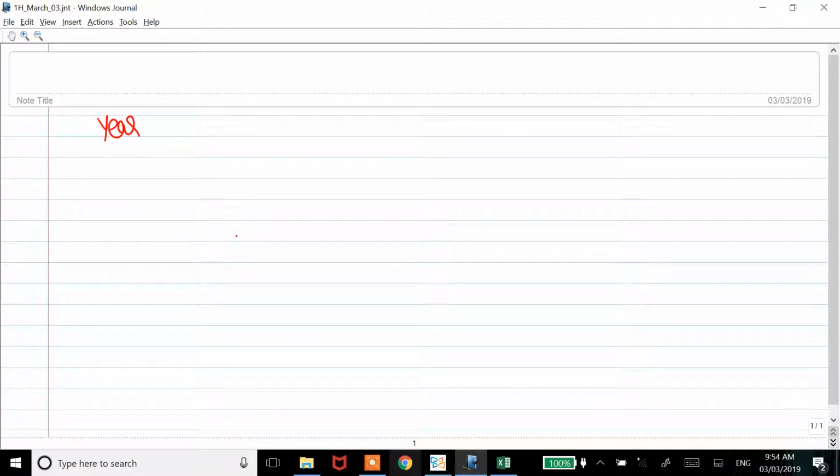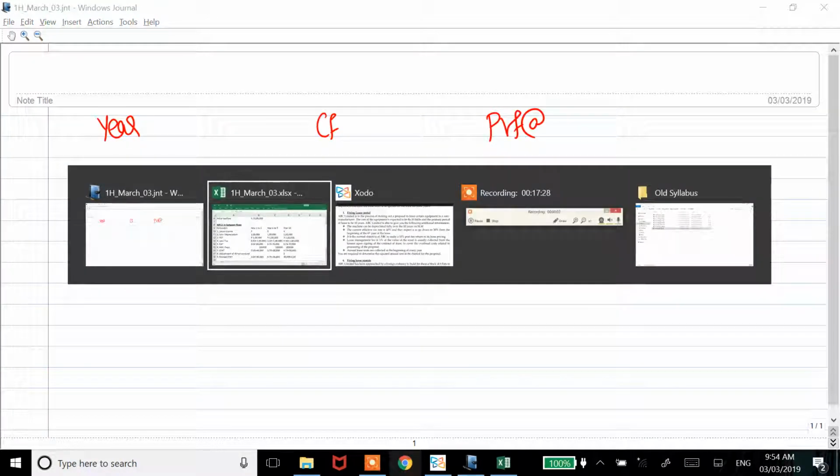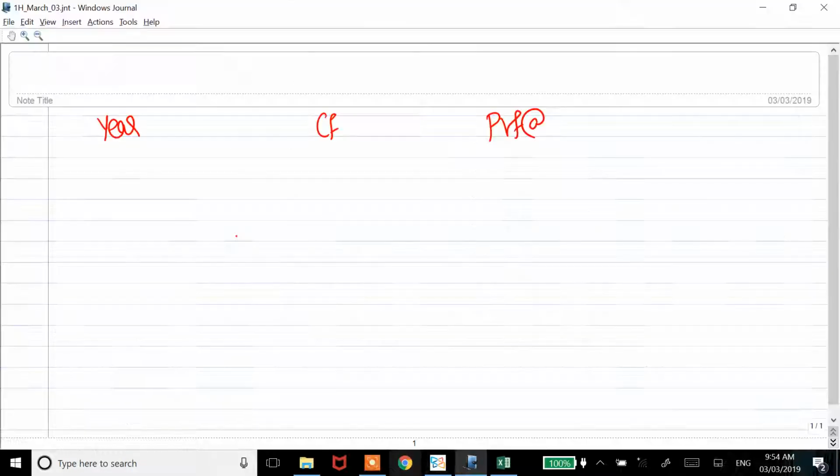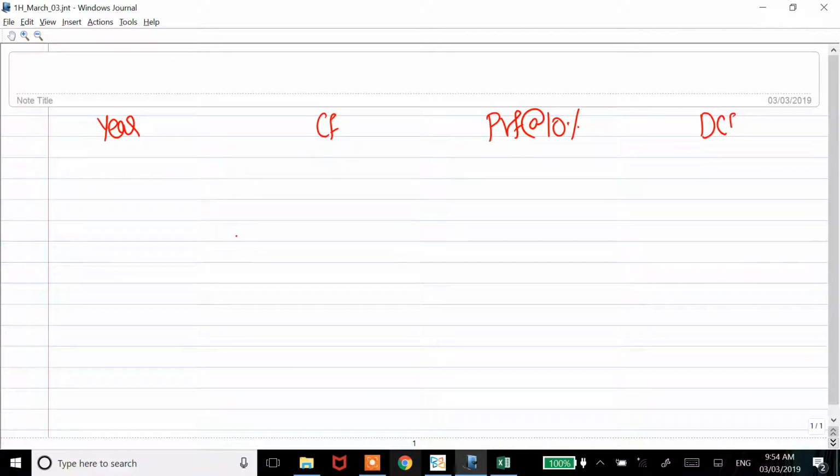Year, cash flow, PVF at 10% and DCF. The rows are 0, 1 to 5 together, 6 to 9 together and year 10 separately.